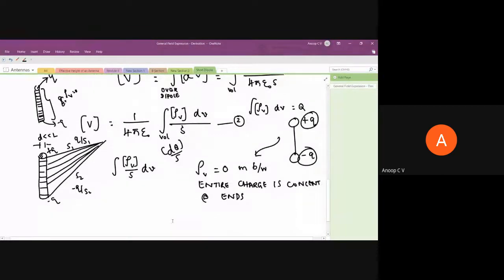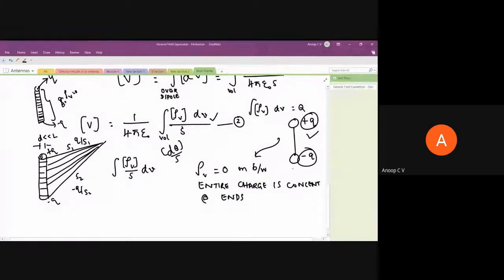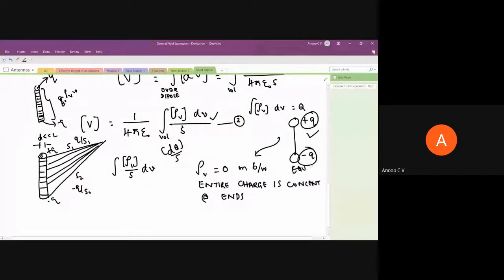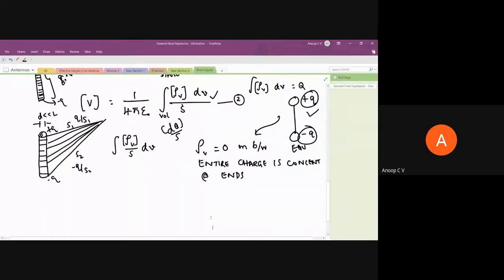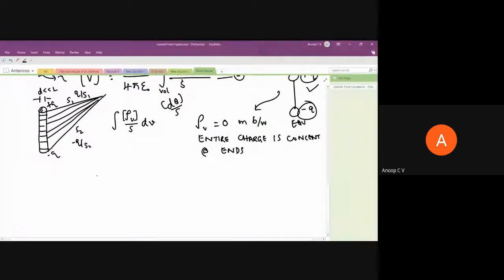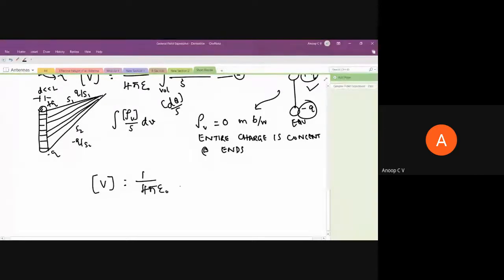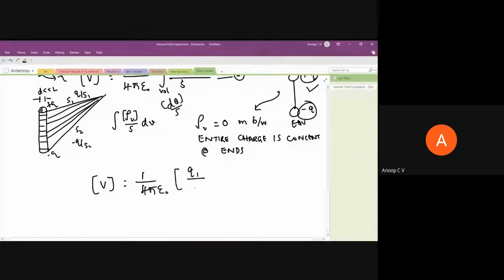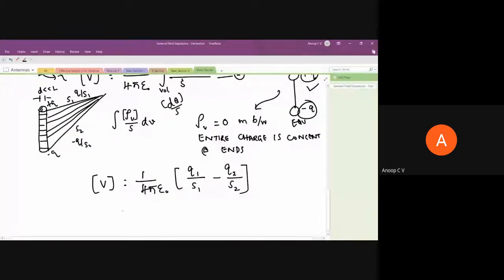This is a general expression. If it is any other distribution, where you can't approximate the structure like this, this is the general expression using which you have to find V. But in this particular case, for a short dipole, I can equivalently represent it like this, and because of that reason alone I can write the potential as V is equal to 1 by 4 pi epsilon naught, Q1 by S1 minus Q2 by S2.